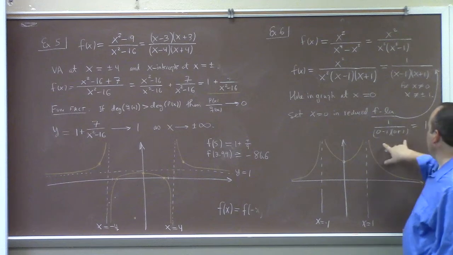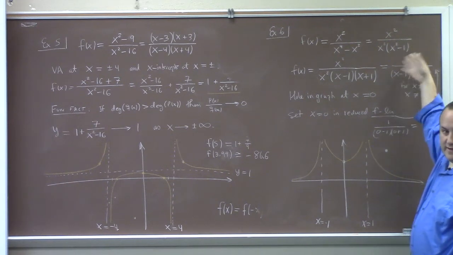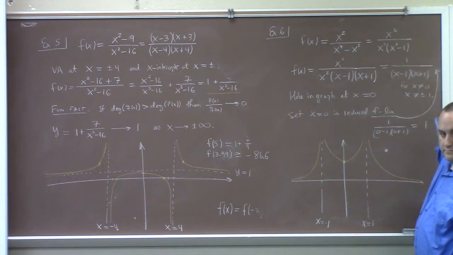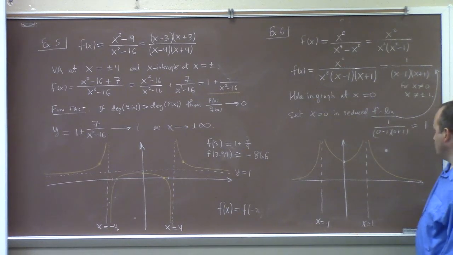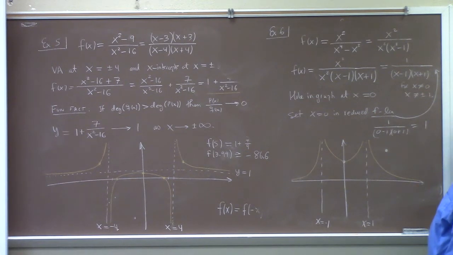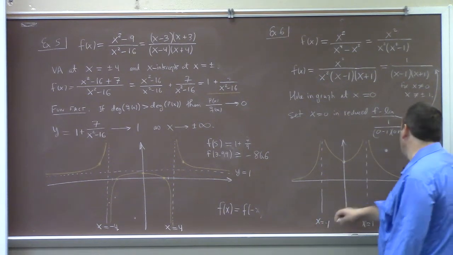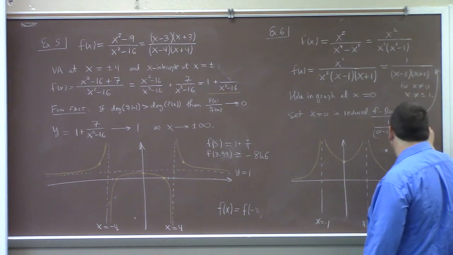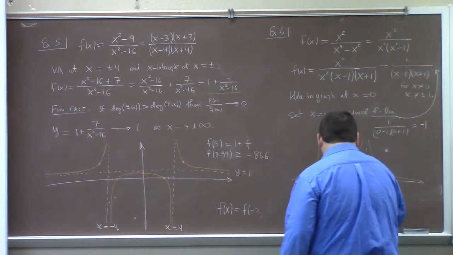Yeah, I'm using the reduced formula where I've canceled the x squared out. It would look like it would equal 1 over -1 times +1. Uh-oh. Did I do it wrong? Oh, thank you. -1. Woo! I feel much better about this.